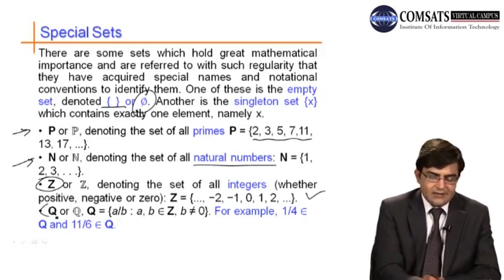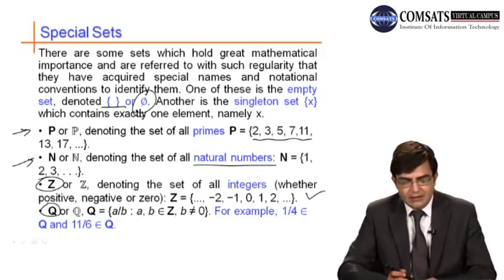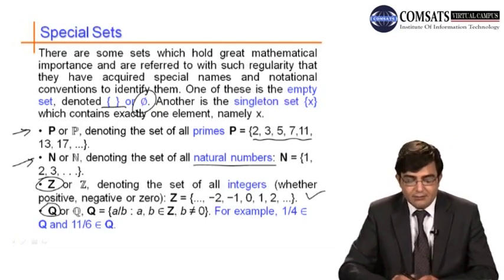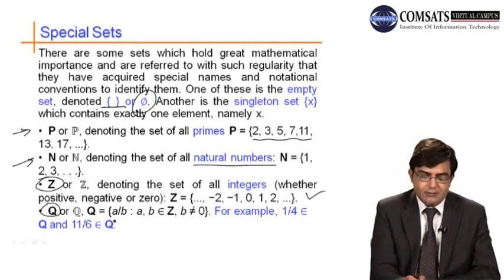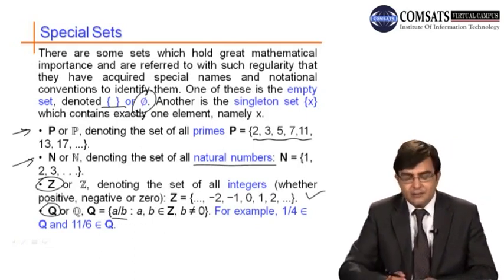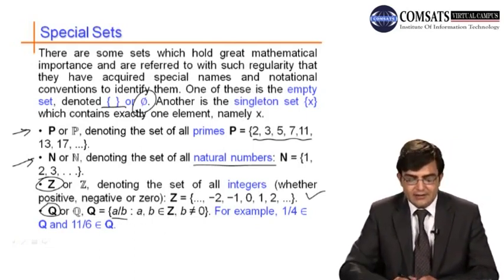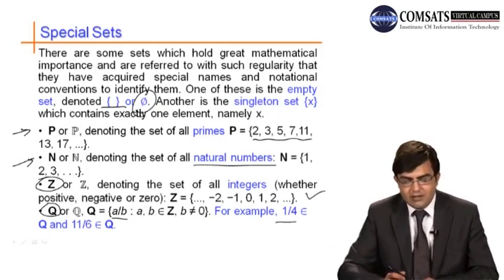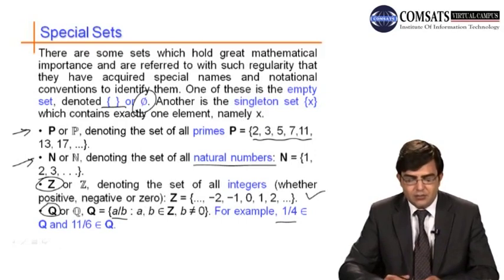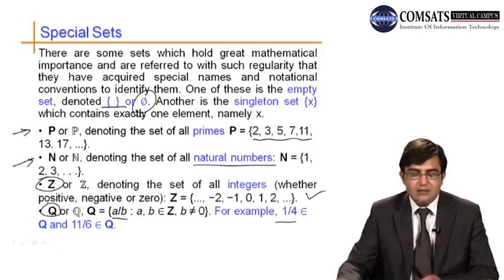Another set is Q. Basically, Q is the set of rational numbers. It is always denoted by capital Q, which contains numbers of this type. We have already studied this: a by b, where a, b are integers and b must not be 0. For example, 1 by 4 belongs to Q and 11 by 6 belongs to Q also. So these are famous sets, and they have special notations.